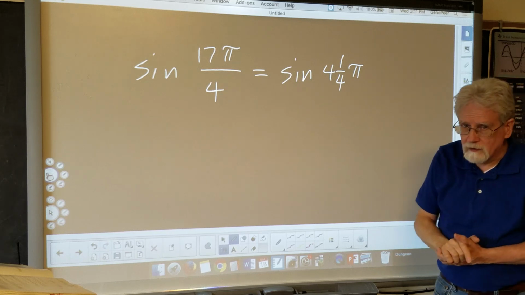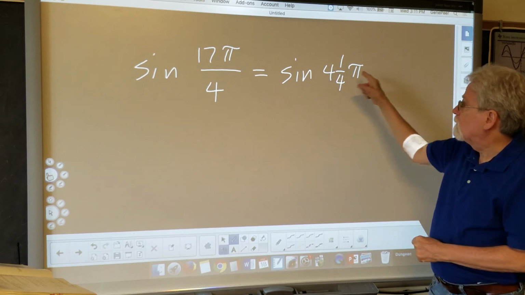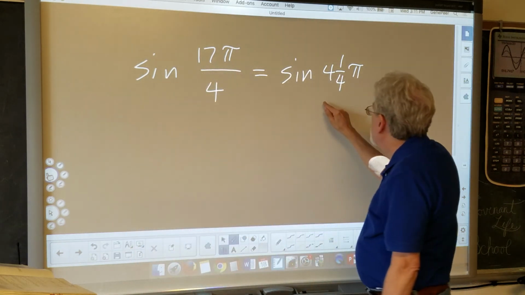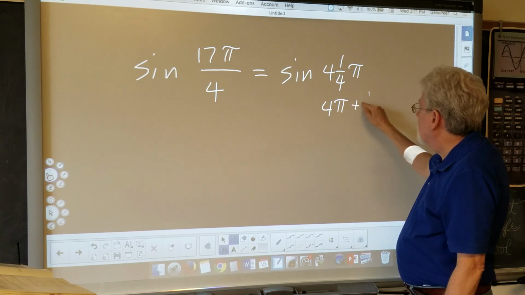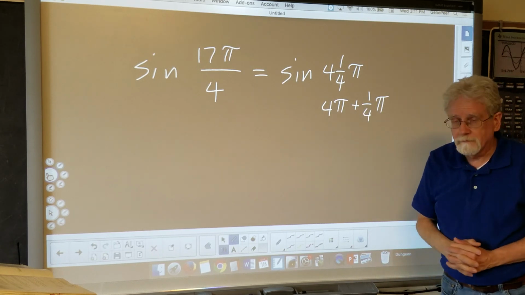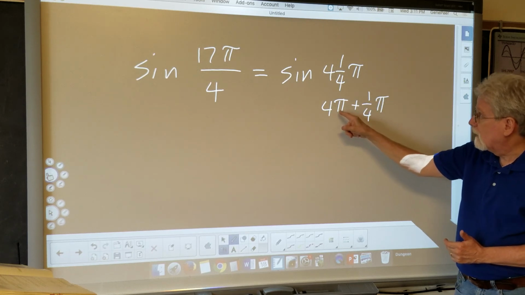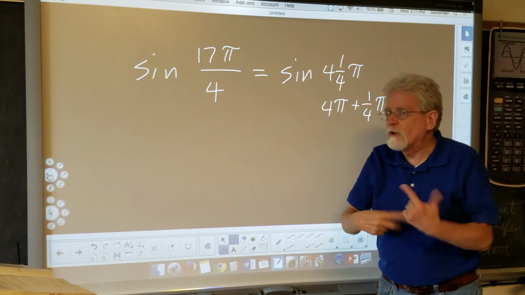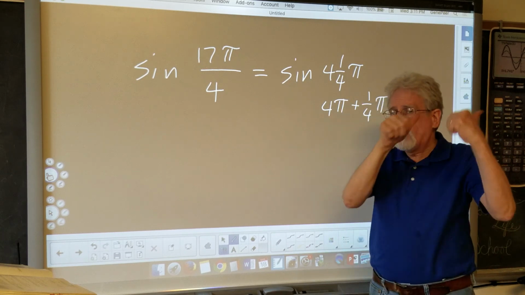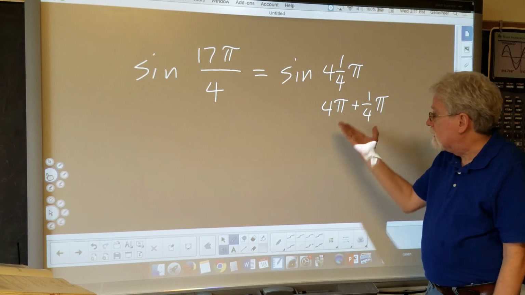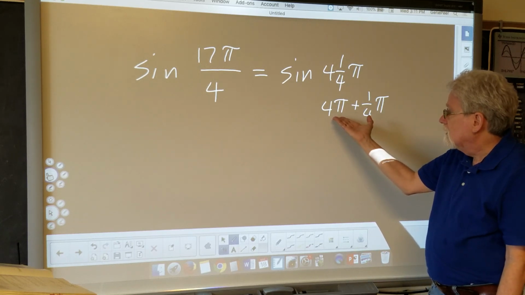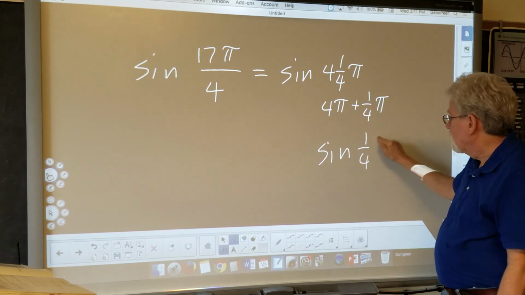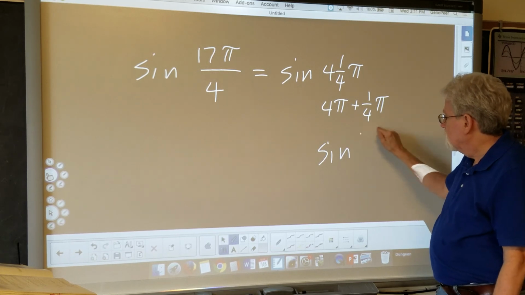Of that 4 and 1/4 pi, we can throw out 4 pi of it. Because 4 pi, think of it this way, isn't this the same thing as 4 pi plus another 1/4 pi? Well, if this thing repeats itself every 2 pi, I can toss out any multiples of 2 pi. So I can toss out that 4 pi. This is simply going to be equal to the sine of 1/4 pi, better known as pi over 4.